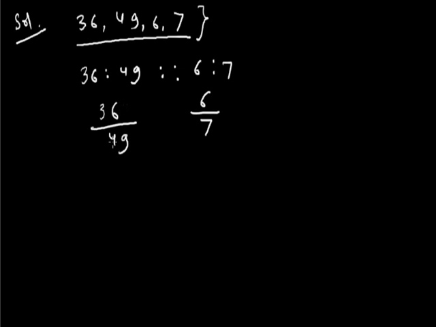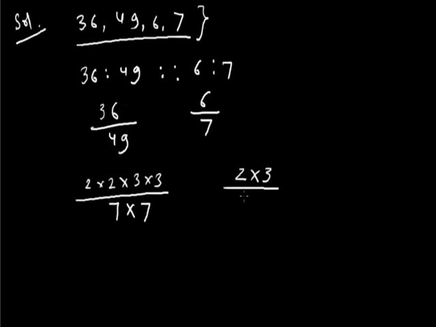We get that 36 can be written in its prime factorization as 2 multiplied by 2 multiplied by 3 multiplied by 3, and 49 can be written in its prime factorization as 7 multiplied by 7. So there is no common factor between the numerator and denominator in the first fraction. Similarly, in the second fraction, 6 can be written in its prime factorization form as 2 multiplied by 3, and 7 in its prime factorization form is 7 multiplied by 1. So there is no common factor between the numerator and denominator of the second fraction also.